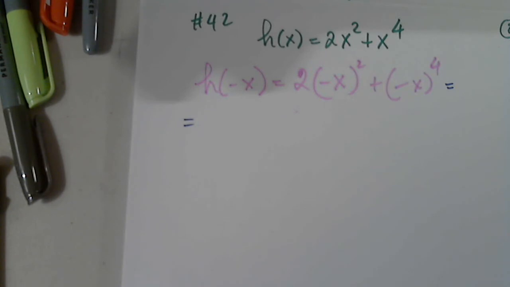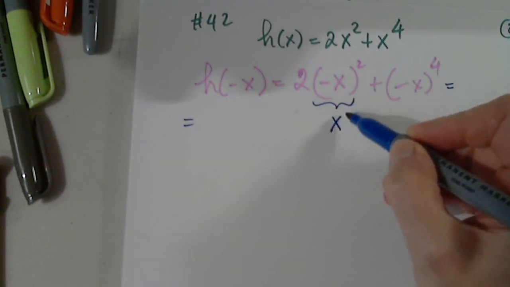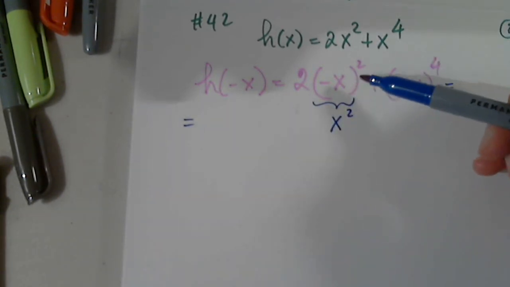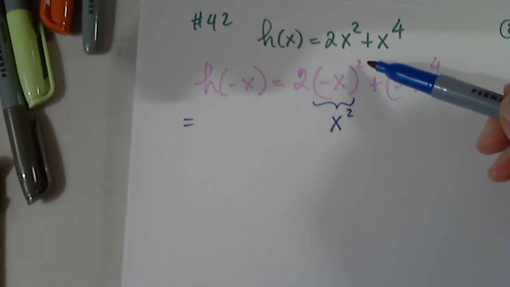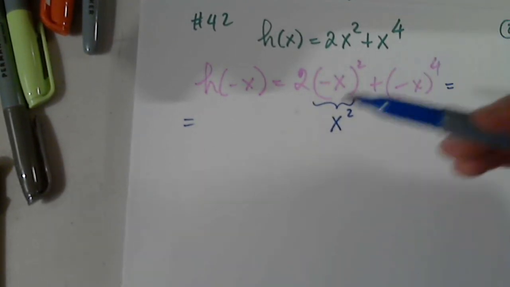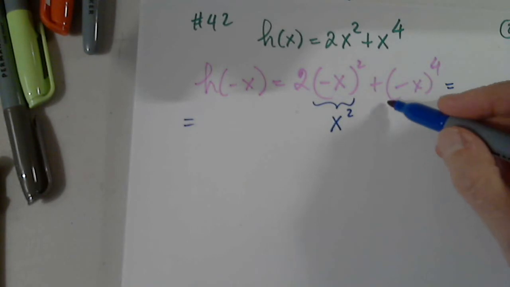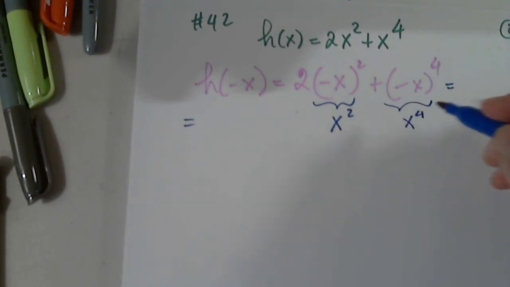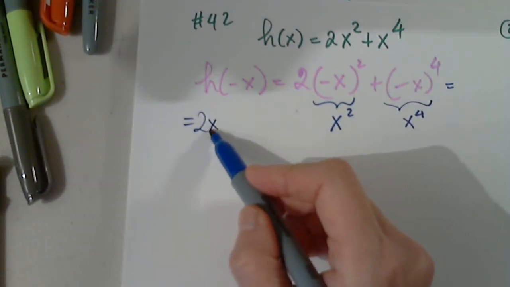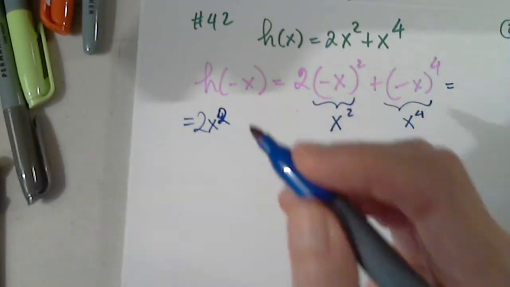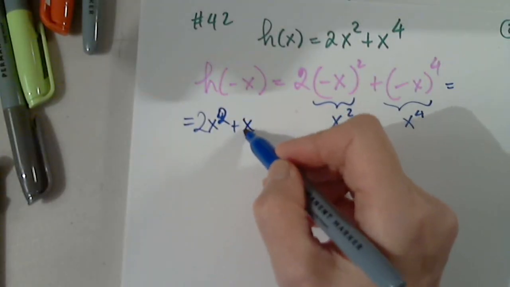Negative x squared is x squared, because negative x times negative x, everything squared, will always be positive. Everything to the fourth will always be positive. So it turns out that this is 2x squared plus x to the fourth.